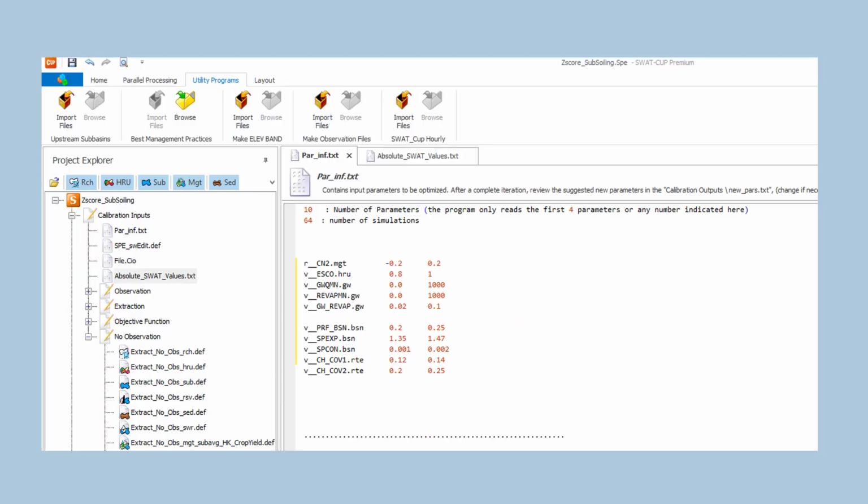Now, once you have this, the only thing I should mention is that I use flow and sediment parameters with these ranges. These ranges stay the same. Each time I do an iteration, I use 64 simulations with these 10 parameters for each case.